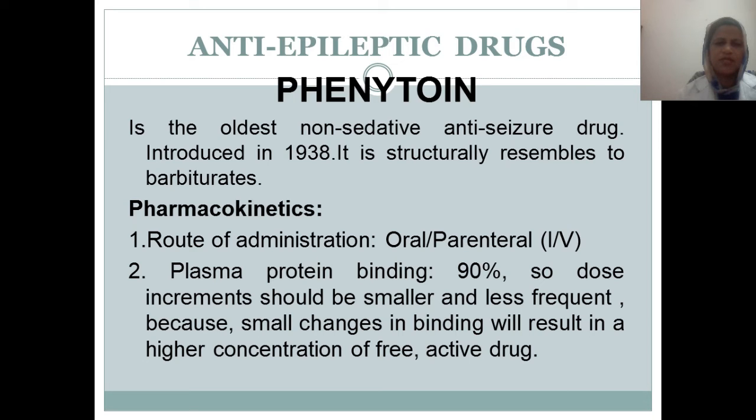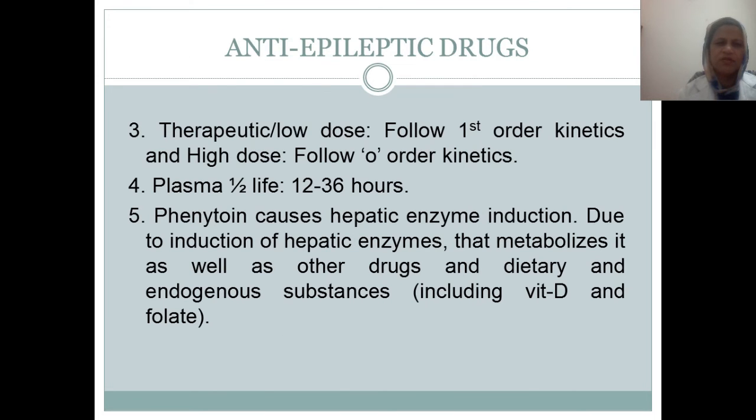Pharmacokinetics of phenytoin: route of administration is oral or parenteral, that is IV. Plasma protein binding is 90%, so dose increments should be smaller and less frequent because small changes in binding will result in a higher concentration of free active drug. Therapeutic or low doses follow first order kinetics and high doses follow zero order kinetics. That is, it follows both orders of kinetics. Plasma half-life is 12 to 36 hours.